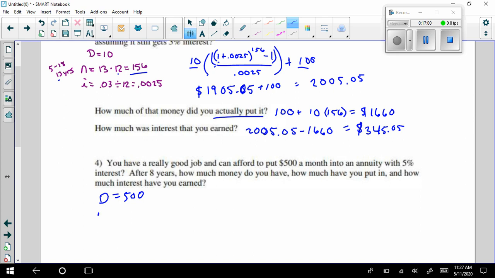Your N is how many years times how many months would that be? So we're doing 8 times 12, 96. And then your I, we might have to leave this as a ratio, but it is 0.05 over 12. If that decimal is really long, I'm going to leave it like that. All right, and we just plug everything in. So we have 500, and then we have 1 plus 0.05 divided by 12. That is raised to the 96 minus 1 divided by 0.05 over 12.